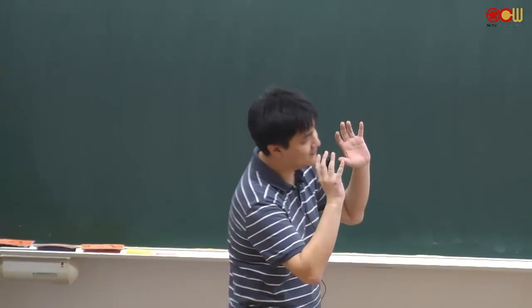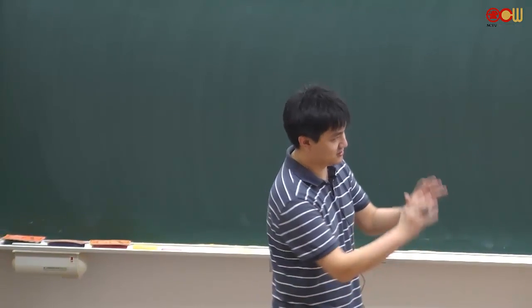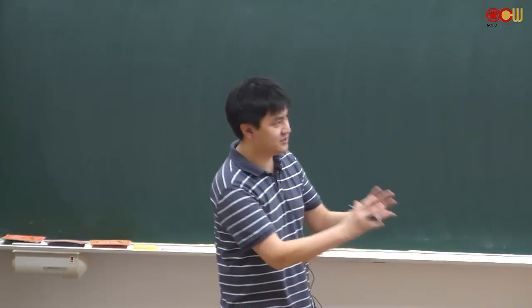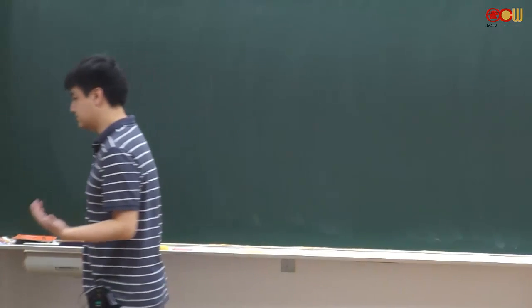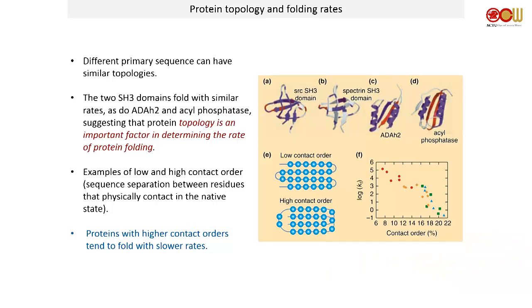So topology is kind of like the tertiary structure, the structure of this particular domain. First thing I want to show you guys is if you look at the figure on the right and you look at A and B, they are two different proteins, right? But they have the same fold, okay, with the same domain.